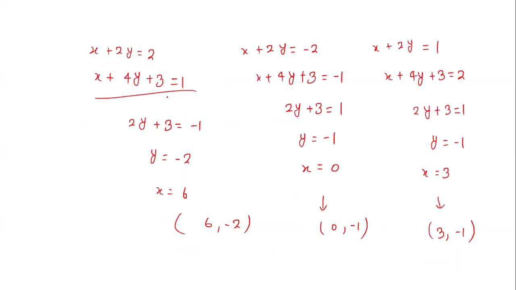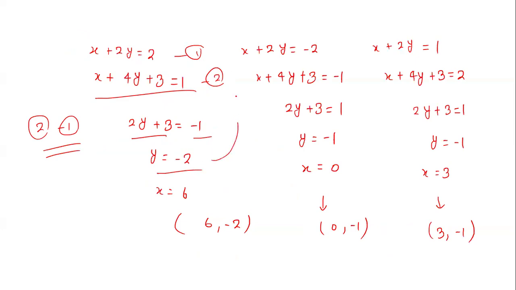If we solve for the first possibility, this is our first equation and this is our second. You do second equation minus first equation, it will become 2y plus 3 is equal to minus 1, and from here you get the value of y as minus 2. You substitute the y value in this equation, you get the value of x as 6. So the first solution is 6 comma minus 2.